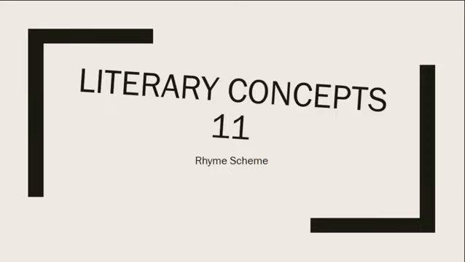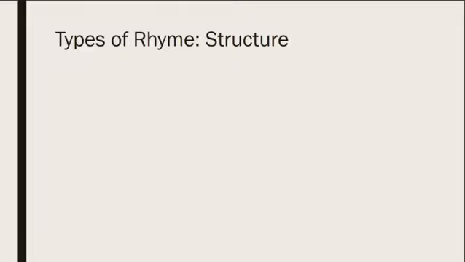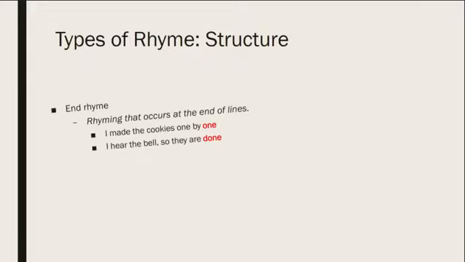So the first thing we're going to talk about are the different types of rhyme. There's two types that we want to talk about. One is structure and one is style. The structure part of it just refers to where the words fall in the poem. In the case of rhyming words falling at the end of the line, we call that end rhyme. That's pretty straightforward. That's the stuff that we're used to. We see it all the time. Usually when we look at rhyming poetry, this is what we're looking at.